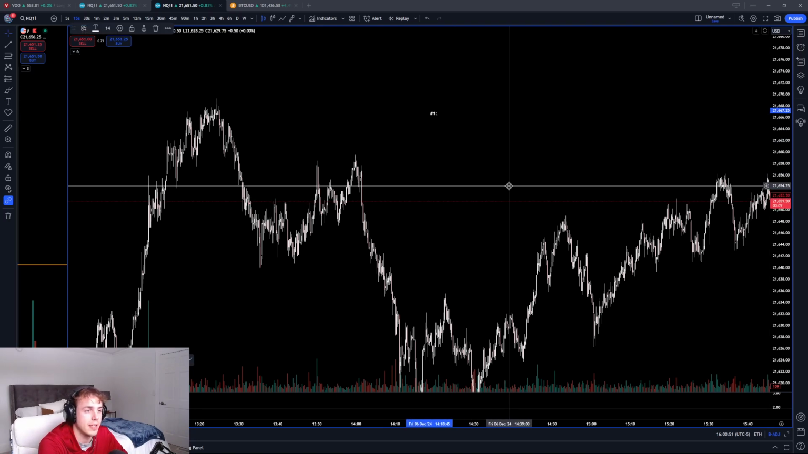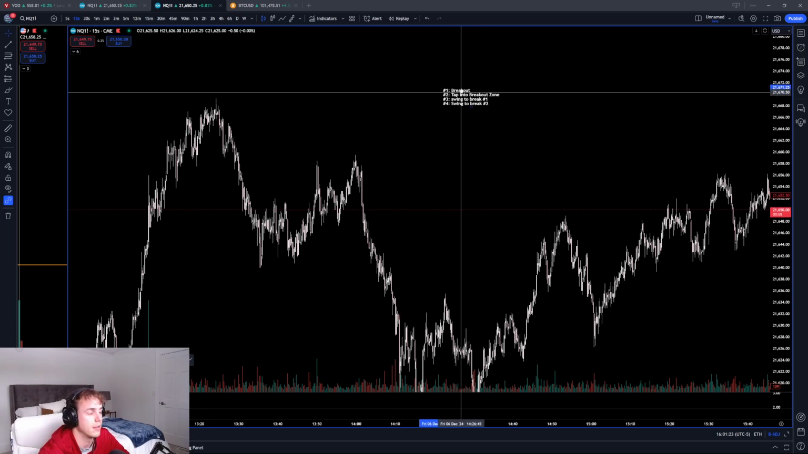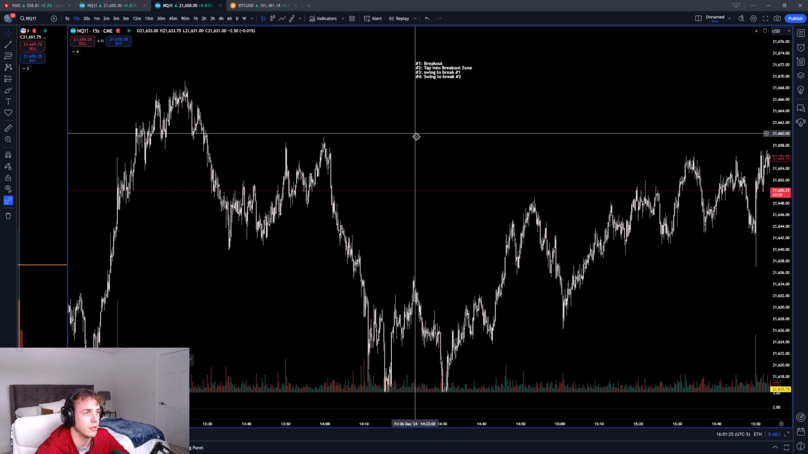Step one is going to be a breakout from a swing point. Number two is going to be a tap into the breakout zone. Number three, you are going to have a swing to break number one. And then number four, you are going to have a swing to break number two. You don't have to have that, but that is ideally what you want for the model. And we're going to look at that in the chart here.